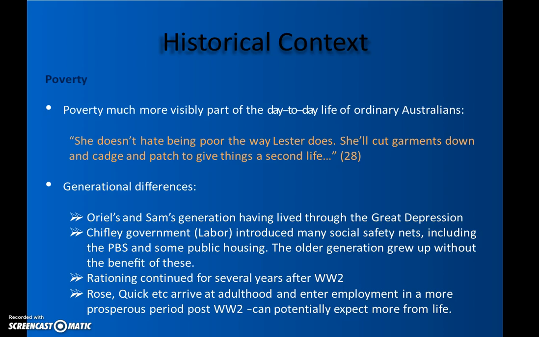And this is really interesting because both Oriel and Sam's generation have lived through the Great Depression. So that was immediately following World War One. They've had to live through the Chifley government introducing safety nets, so the PBS, which is to do with public health, and public housing. So that change happened kind of while Oriel and Sam were adults. So they've lived without those kind of benefits as well.